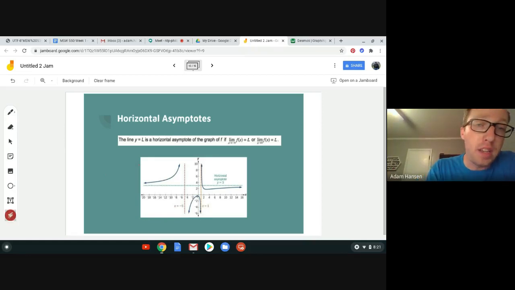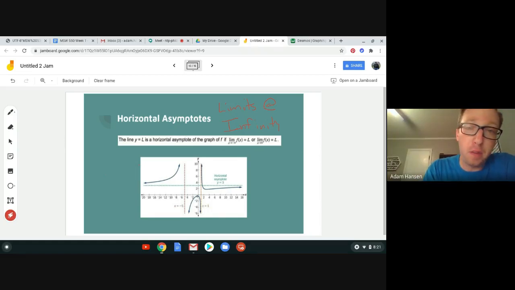Now what we're going to do next is look at horizontal asymptotes and how they can be defined by not infinite limits, but what are called limits at infinity. That definition is given down here in this line of text. The horizontal line y equal L is a horizontal asymptote of the graph of f if the limit as x approaches negative infinity of function f of x is equal to L, or if the limit as x approaches infinity of f of x is also equal to L.